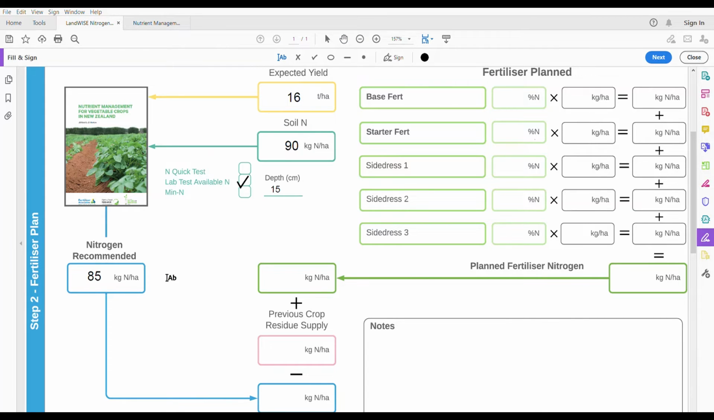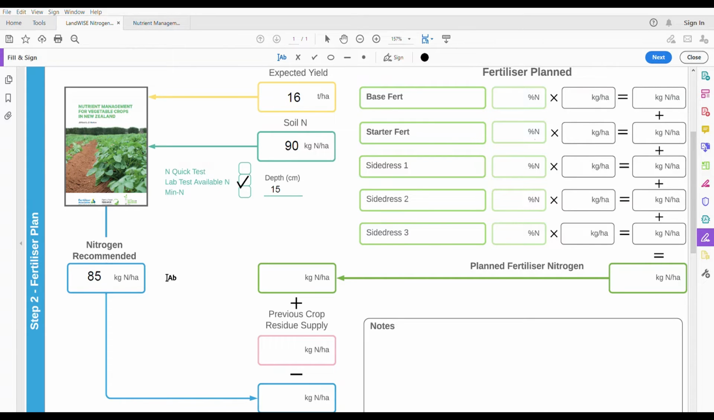Next, I'm entering the previous crop residue supply, which is the nitrogen from the previous crop residues that will break down and become available over the period of the broccoli crop's growth. You will need to determine a reasonable number by gathering and weighing the residue on the soil surface at planting. Then using either standard values or a lab tissue test, you will multiply the weight of the residue by the nitrogen percentage and make a reasonable assumption about how much N is likely to become available for the crop. See the LandWISE note about crop residues for more info.